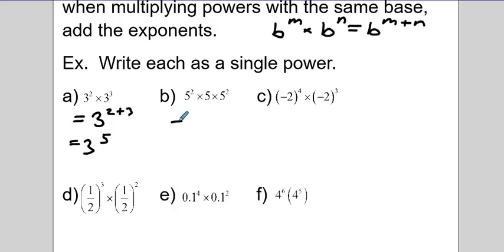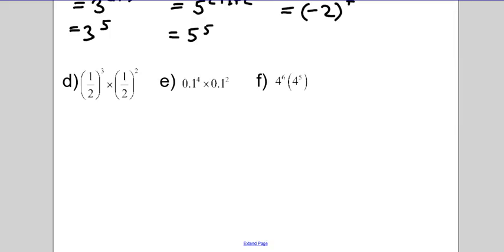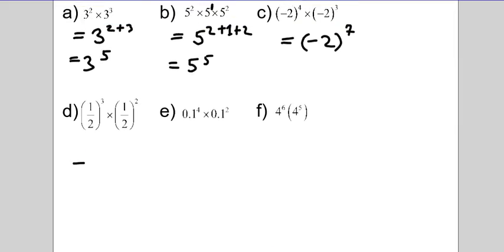The next one, 5 squared times 5 times 5 squared again. I'll write that middle step again: 2, and this is 5 to the power of 1, then 2, which is 5 to the power of 5. Next one. I'm not going to write the middle step anymore. We have 2 to the power of 7, 4 plus 3. And then the next one, D.